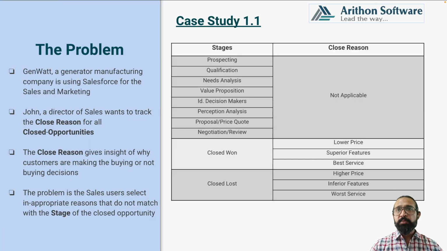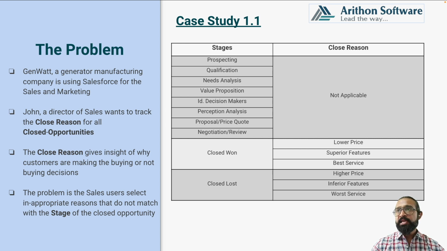Case study 1.1: Genwatt, a generator manufacturing company, is using Salesforce for its business, and the opportunity object is used for tracking the sales deals. John, a director of sales, wants to track the close reason, meaning that whenever a sales representative closes an opportunity, there must be one or more close reasons selected.